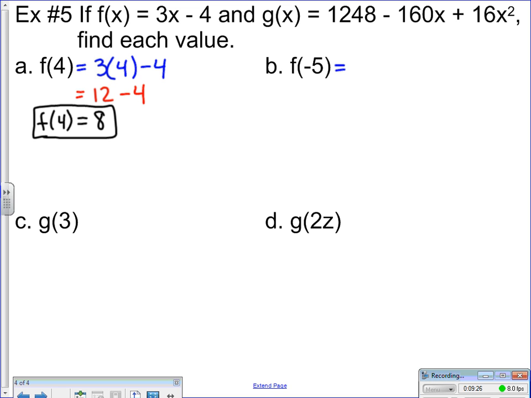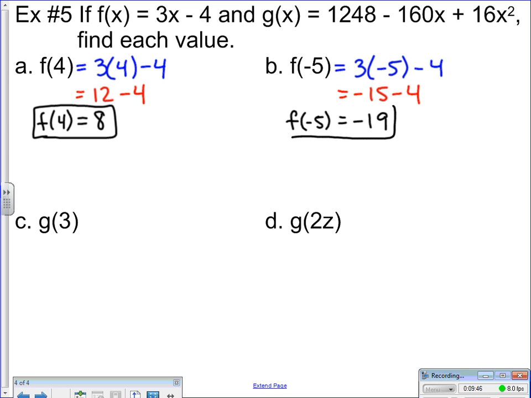Now over here, I'm going to put a -5 in. So after the 3, we'll put a -5. I'm going to multiply again. 3 times -5 is -15. -15 minus 4 is -19. So f of -5 is -19.